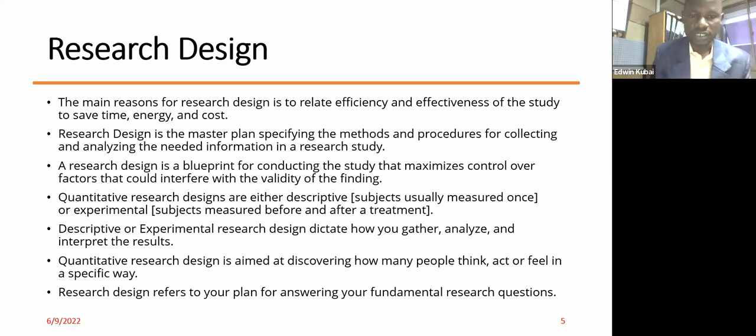So quantitative research is aimed at discovering how many people think or act or feel in the same way. For example, if you're using a population of human beings, then you're looking at their thoughts or their actions or their feelings in a particular way, so that you come up with a conclusive figure, a statistic, which can be used to draw inferences or conclusions about the entire population.